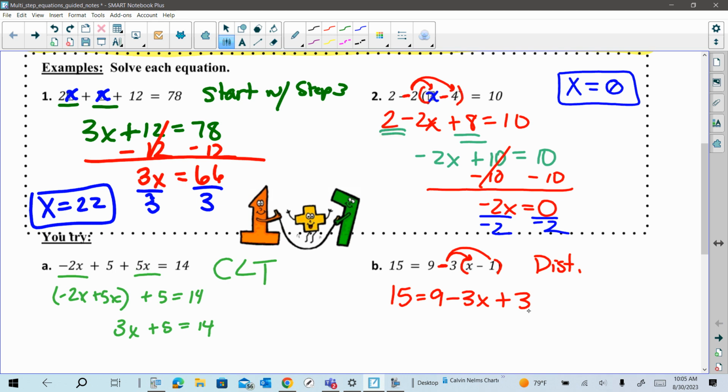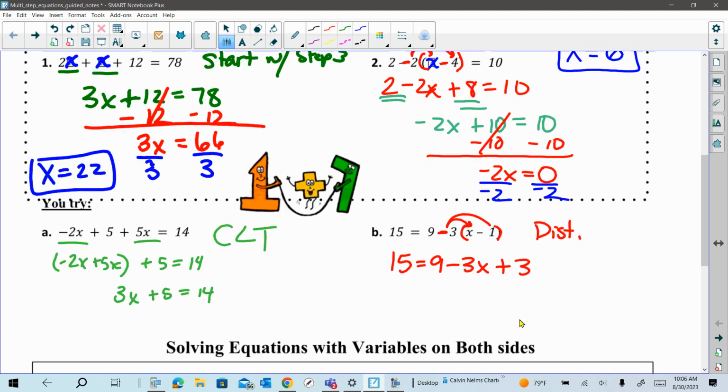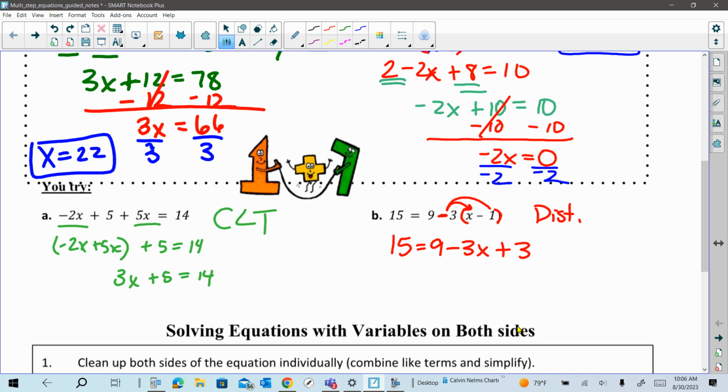So watch your signs. Mostly when I'm checking this, I'm seeing sign errors. Okay. You do have combined like terms on B. When you finish A, you should be just undoing your addition or subtraction.